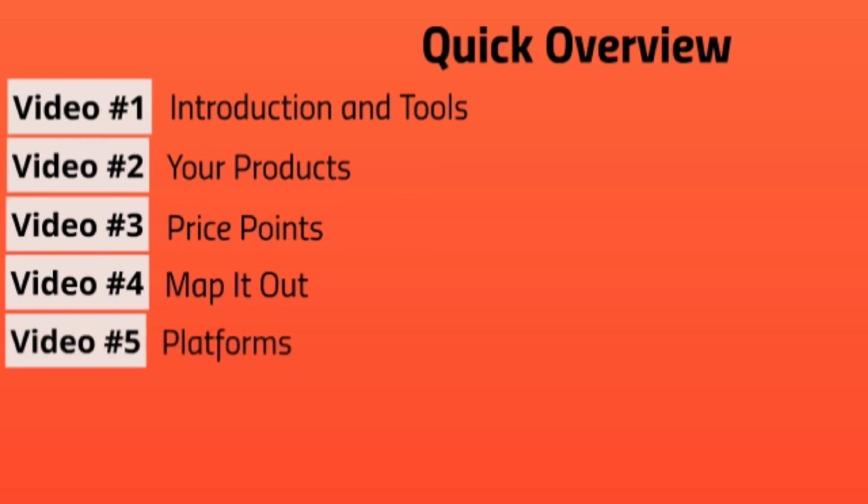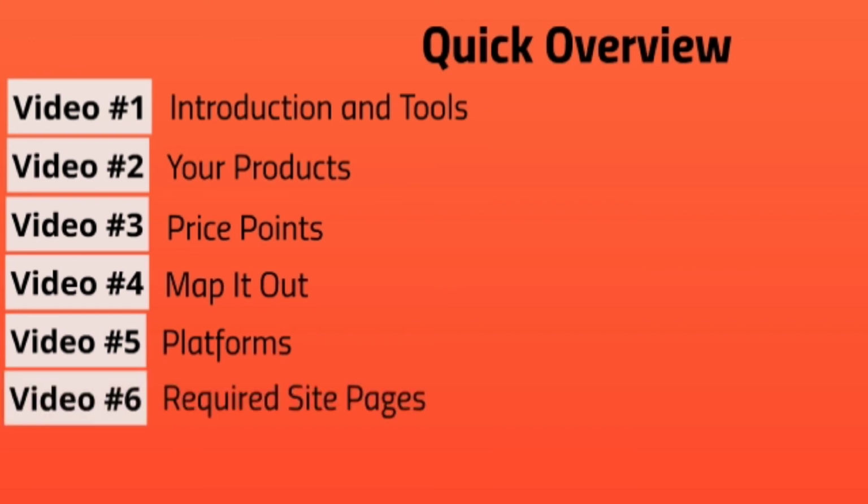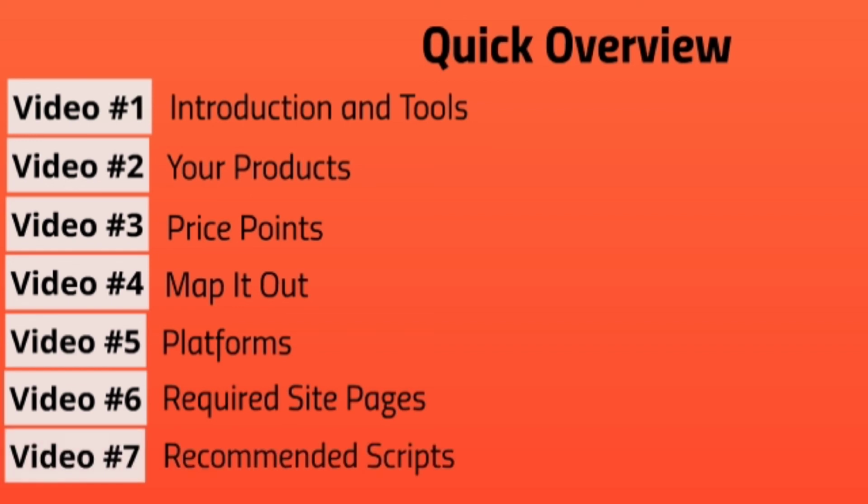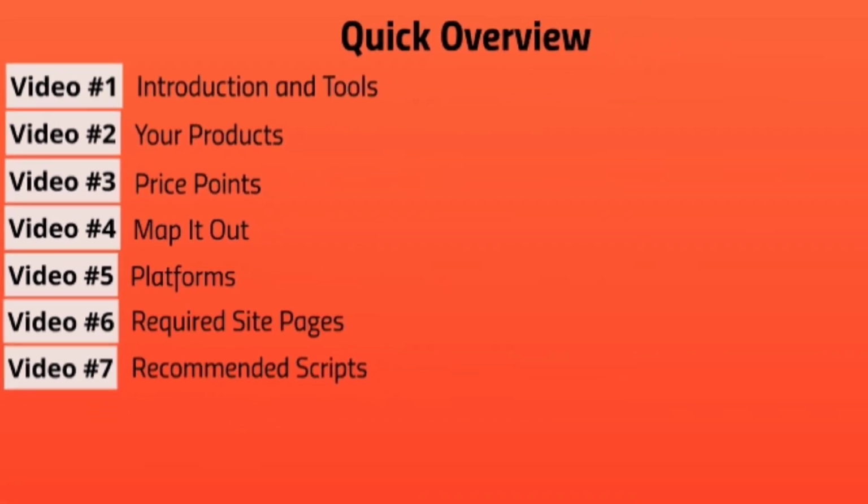Video number 5, we're going to talk about different platforms that you can use. Video number 6, we're going to talk about the required site pages that are essentially going to be the user's experience. Video number 7, we're going to talk about the recommended scripts, the scripts that we have tested out and found worked well for us over the last decade or even half a decade. These are time-tested things that we have actually tested out. Video number 8, we're going to talk about setting up part number 1, and setting up part number 2 will be video number 9.